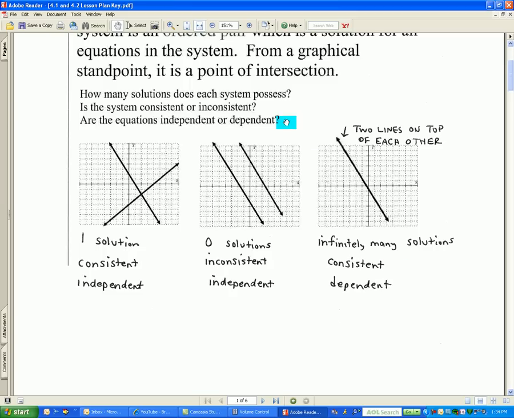Last question. Are the equations independent or dependent? Best way for me to explain that to you. The last system is called dependent. A dependent system means the lines are way too dependent on each other. They're always together. Okay, it's like codependency in a human relationship. If you're with somebody too much all the time, it's not good. Well, this, when one line's on top of another, that is referred to as a dependent linear system.